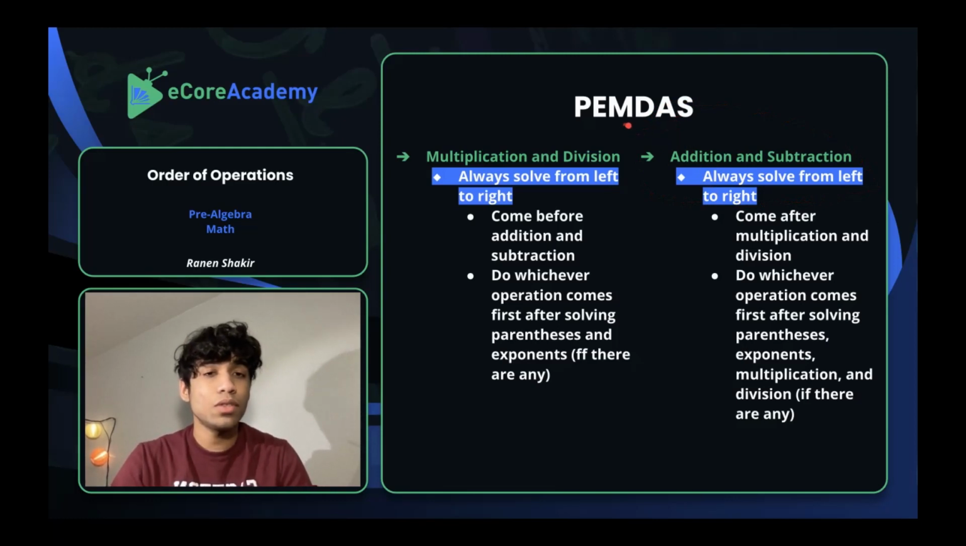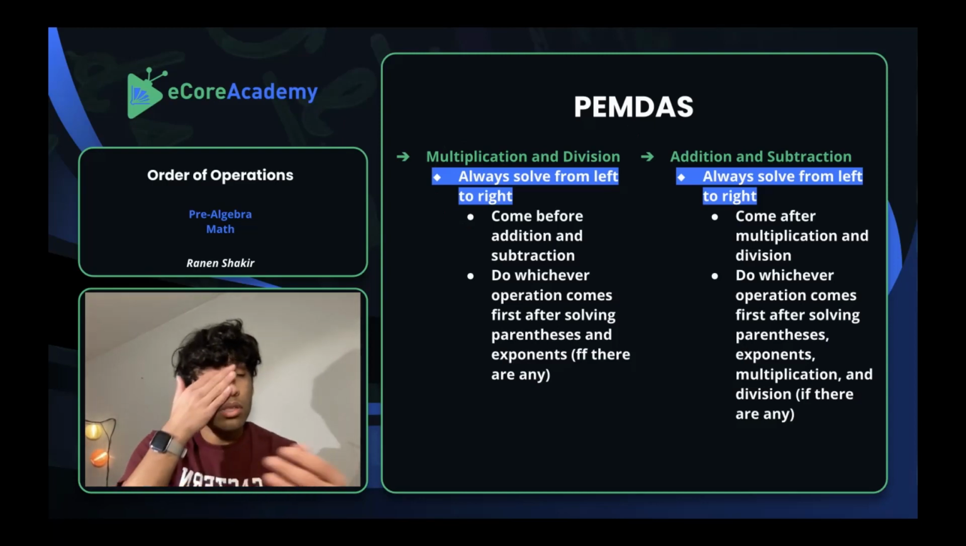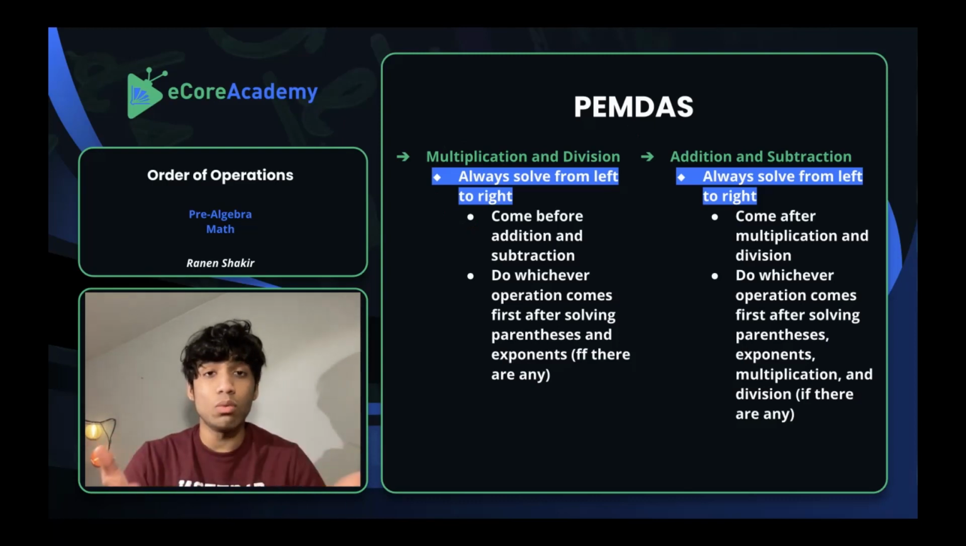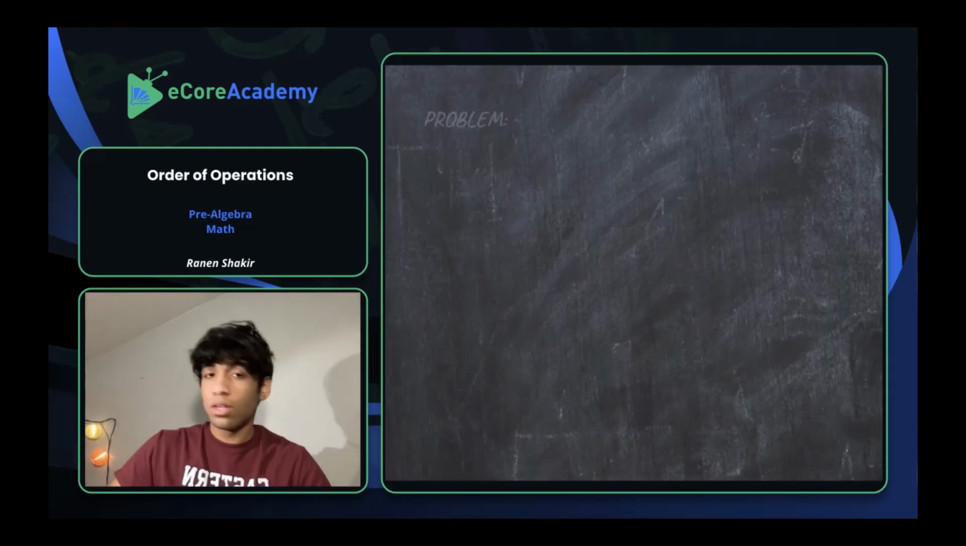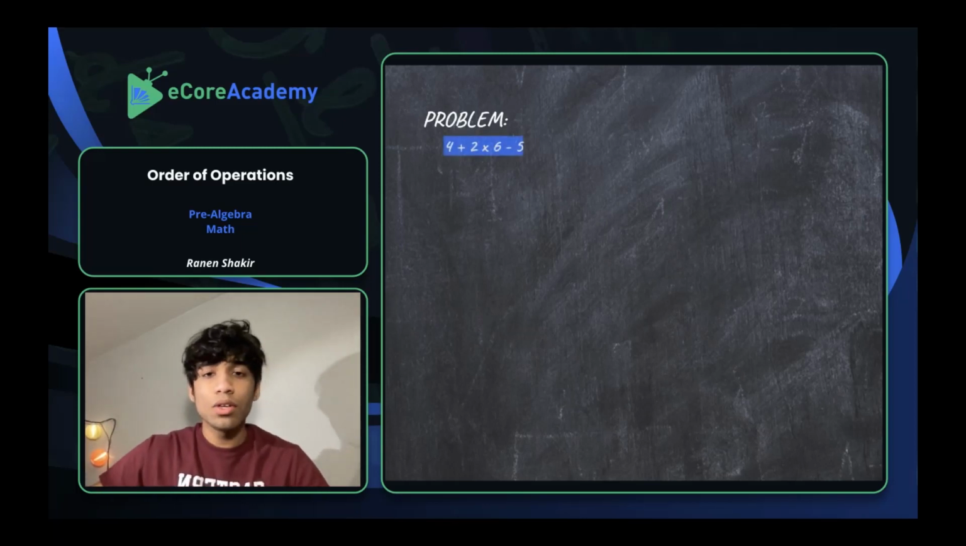Same thing with multiplication and division, which means if division comes before multiplication in your problem and you did your parentheses and exponents, you go in that order. We'll see some in the examples that we do in a second, so you can visually see what I'm talking about. So here's our first problem. I'll walk you through this one so you can see what I'm talking about.